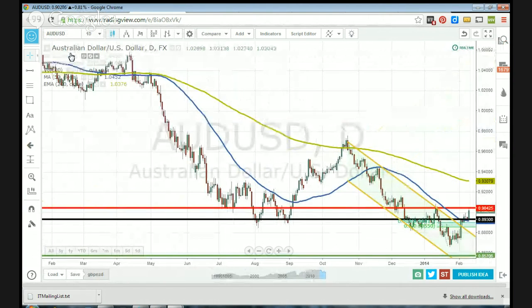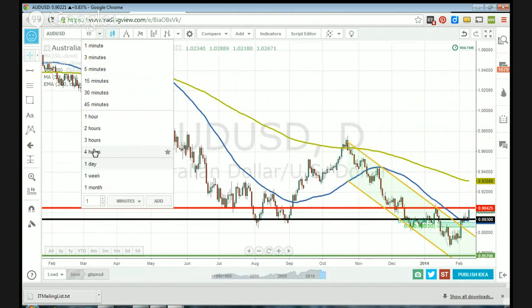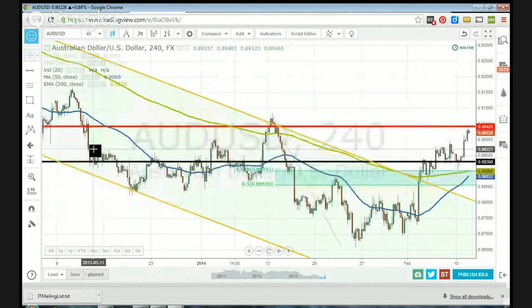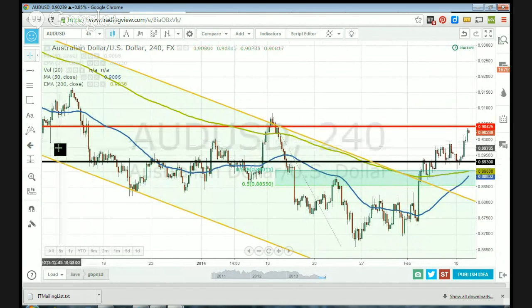Okay, so that's the Australian dollar. It came very close. My stop is that red line, so you can see it came very close to touching it. Let's actually look at the 4-hour chart just to see how close it came. Yeah, whew, within pips. So that's not looking too good. But we'll see what happens. I'm still leaving the position on.